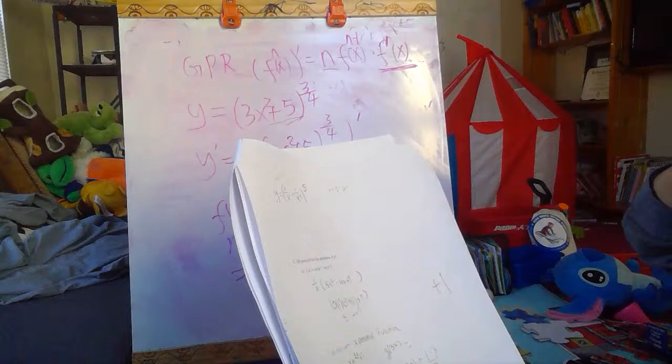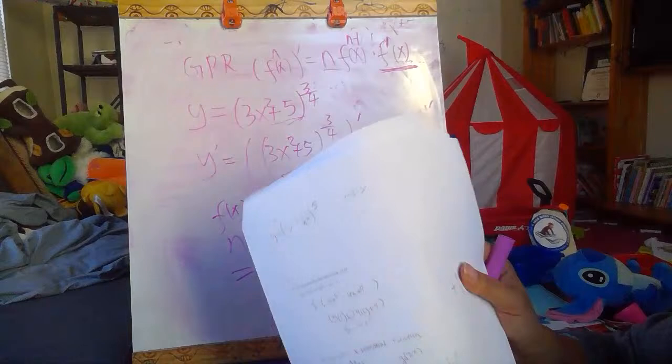Another mistake is about a chain rule or a general natural log rule.